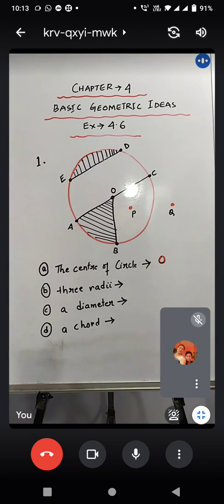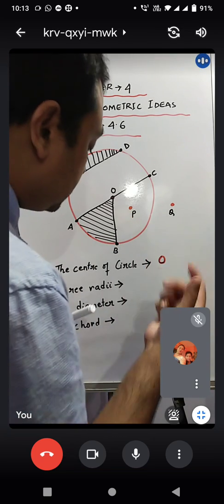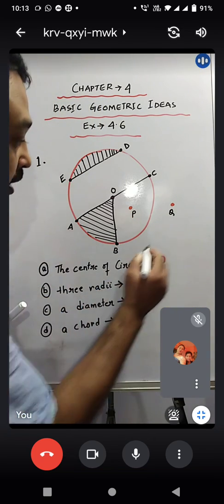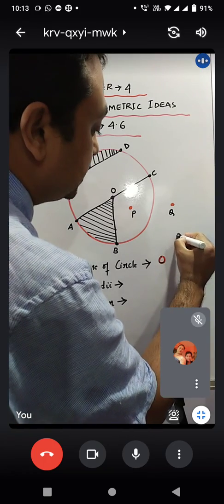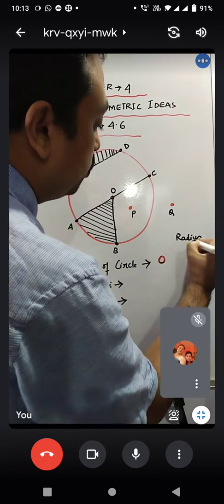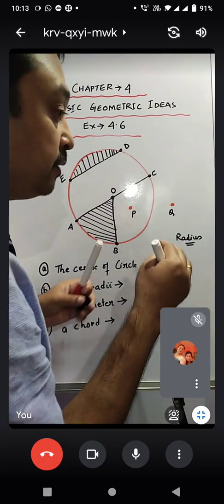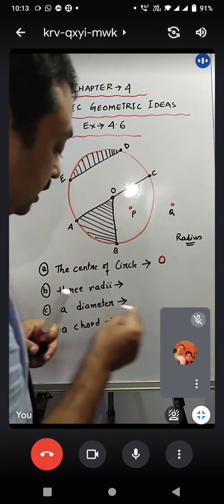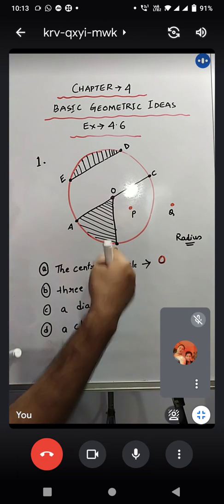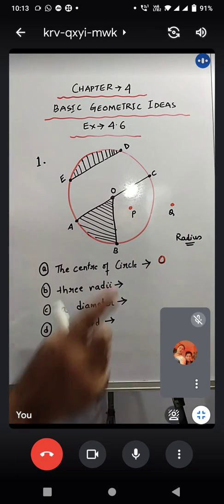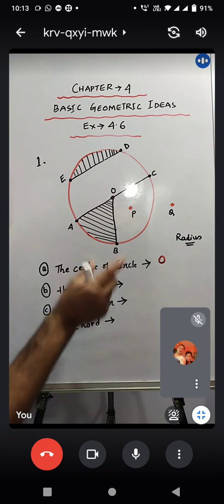Now what is the next question? The three radii. Radii is the plural form. Always remember that the singular form is radius. When we talk about only one radius, then we say radius. But if there is more than one radius, then we use radii. It is the plural form of radius. Remember that.